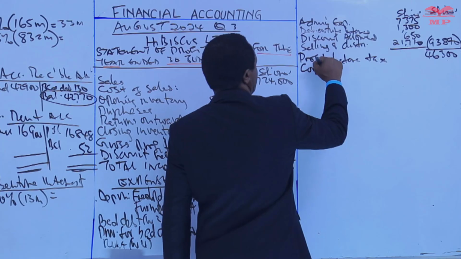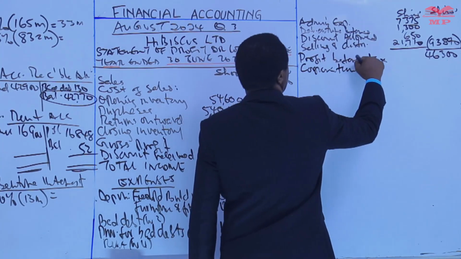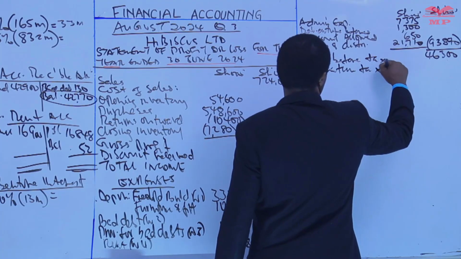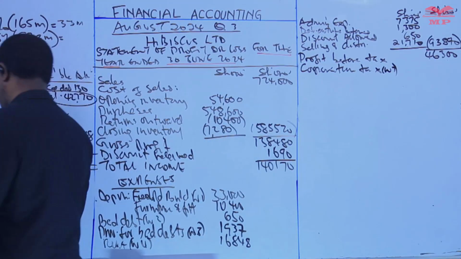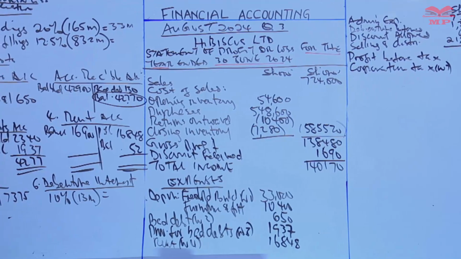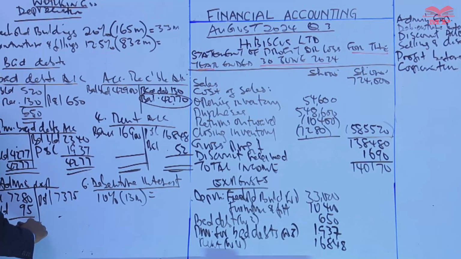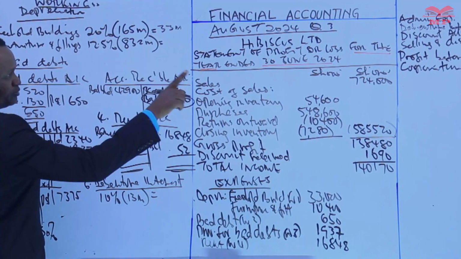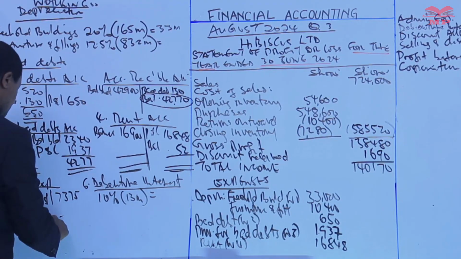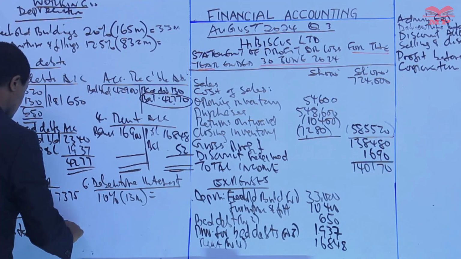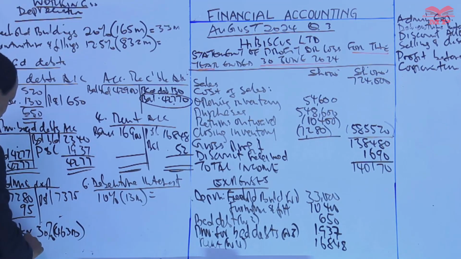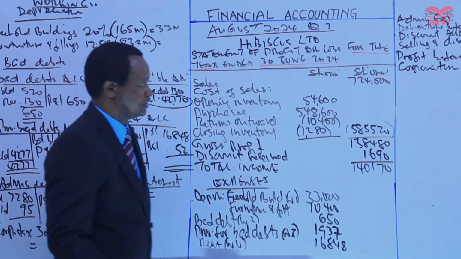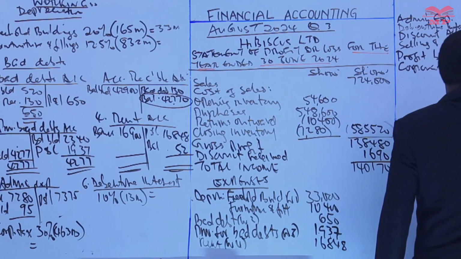So we deduct corporation tax. That will be working number 7. Corporation tax, we read from the information, is 30%. So we take 30% times the profit before tax of 46,300. What is 30% of 46,300? 13,890 is the corporation tax.